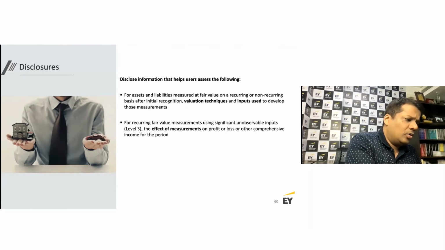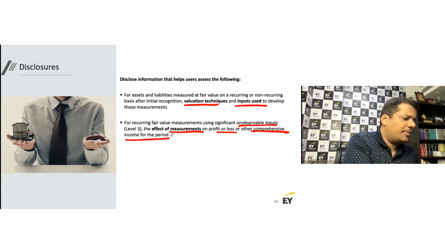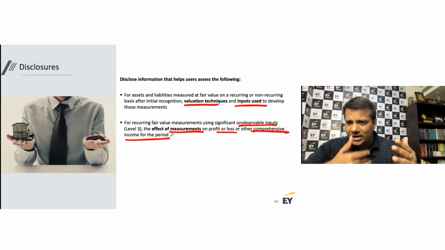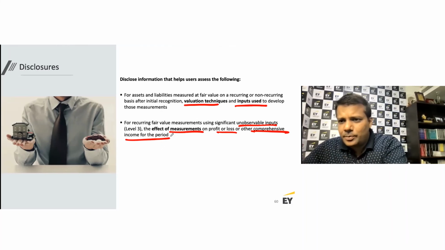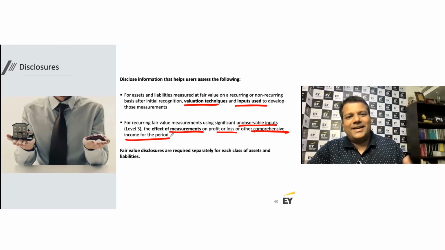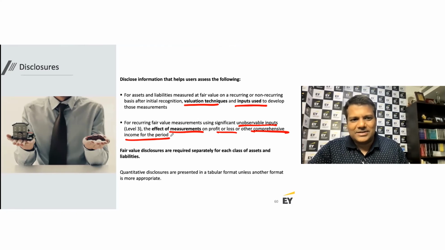So you have to look at valuation technique, inputs. What are the unobservable inputs? The effect of measurement on profit or loss or other comprehensive income. In fact, you're required to give a reconciliation, right? What's the opening value? What's the addition to that? What's the disposal? What's the impairment? What's the closing value? So all of that, right, is required separately for each class of asset and liability.